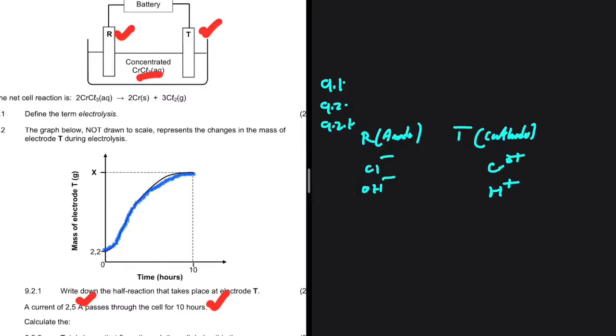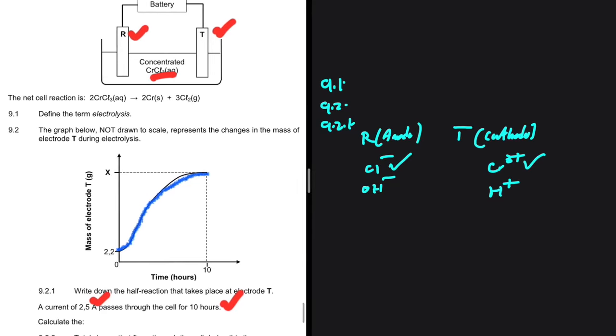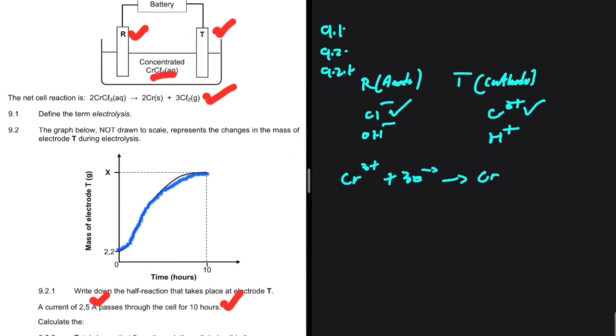At the anode, oxidation takes place. We're going to have oxidation of Cl minus, and at the cathode, reduction takes place. At the cathode, chromium 3 plus will undergo reduction. We can also see that from the net cell reaction that we are given. So the half reaction that will take place at electrode T, which is our cathode, will be Cr to the 3 plus plus 3 electrons to give us Cr. That is the half reaction that takes place at the cathode. 9.2.1.